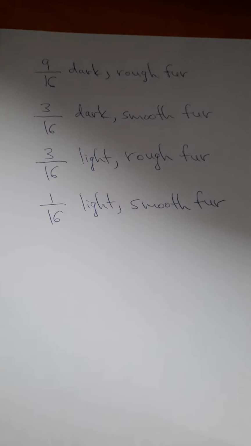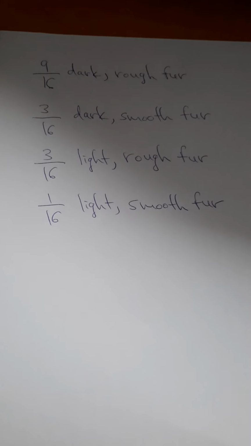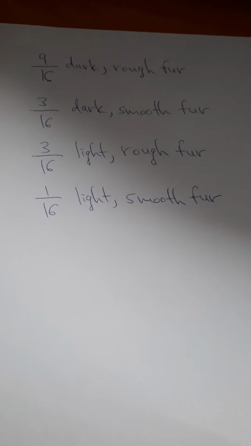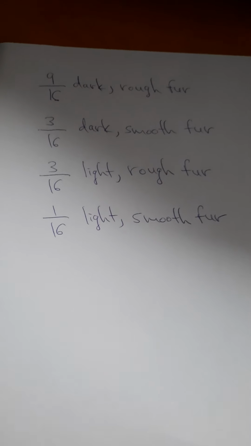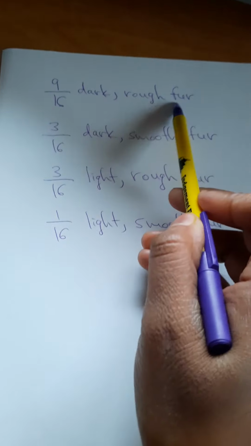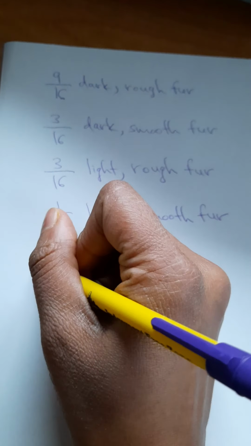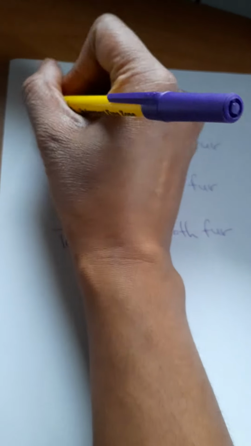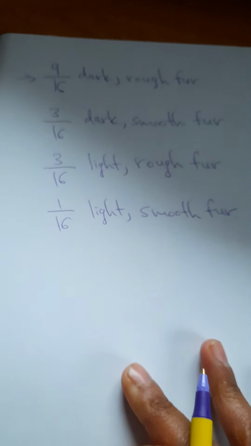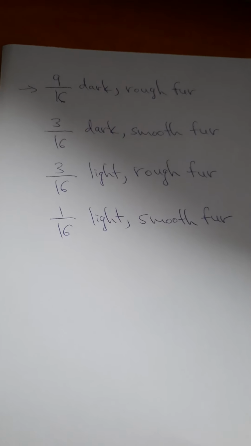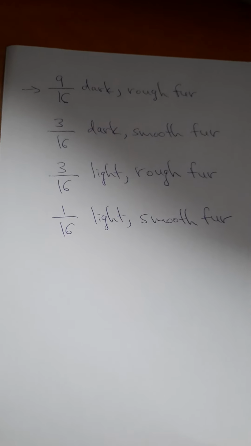Okay, and so one of the questions says, determine the frequency of offspring that have the rough, dark fur. So we have the frequency here, rough, dark fur, is 9. So 9 out of 16. So let's just make an arrow here. So 9 out of 16 have the rough, dark fur. And that's our answer for that question.